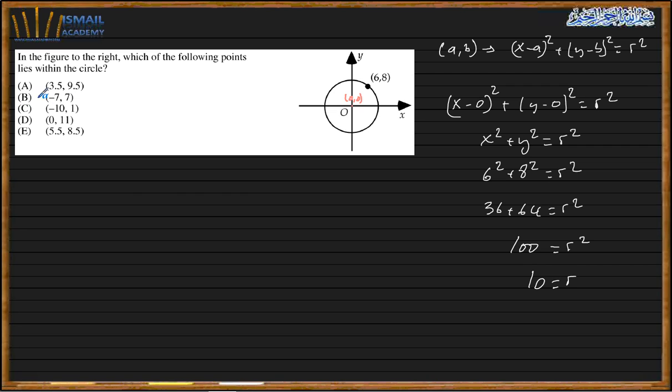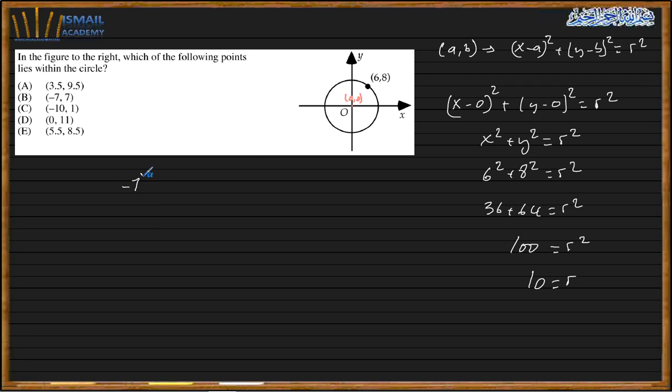I will start with B. B is 7, 7, because I know that 7 squared is 49. So 49 plus 49, both of them are less than 50. That means they're not going to be equal to 100. So it's going to be less than 100, which means it's going to be within the circle.